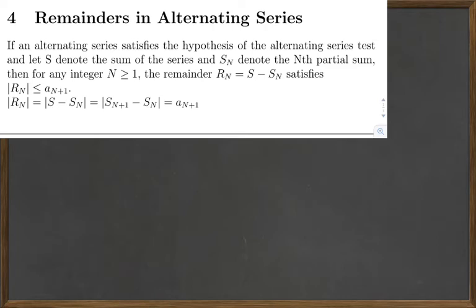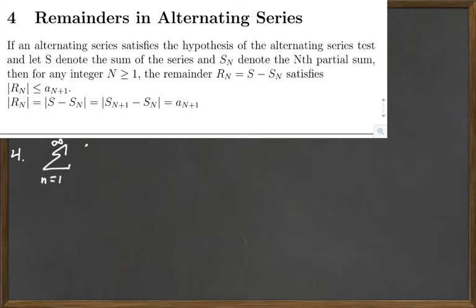The absolute value of R sub n, the remainder, is equal to the difference between the sum and the nth partial sum, the absolute value of that, which is equal to S sub n plus 1 minus S sub n, that's just a sub n plus 1. Okay, so let's go ahead and do an example of that.